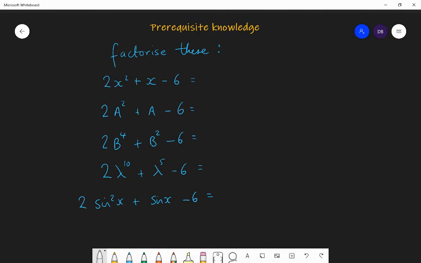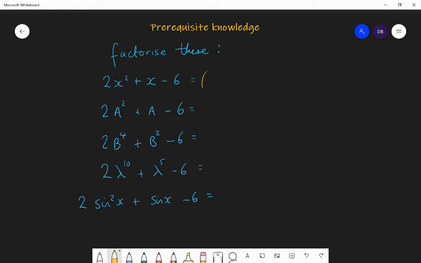Well, 2 of them are quadratic, 3 of them are quadratics in a way. 2 of them are normal quadratics, and the others are sort of related to the quadratic world. So work your way through them. Try and see if you can factorize them. Pause the video. I'm going to show the answers.